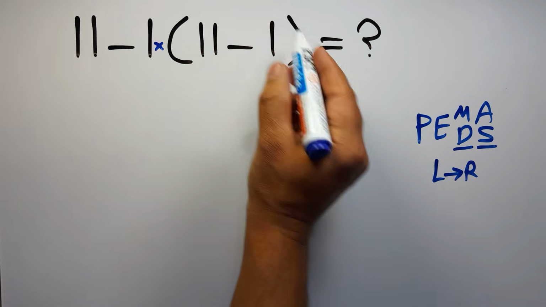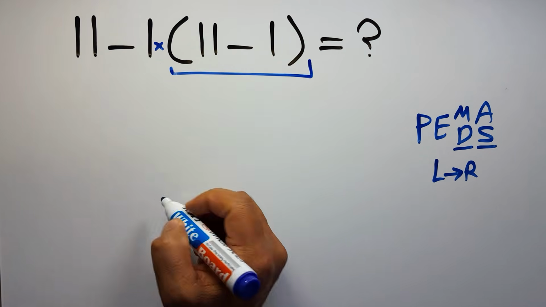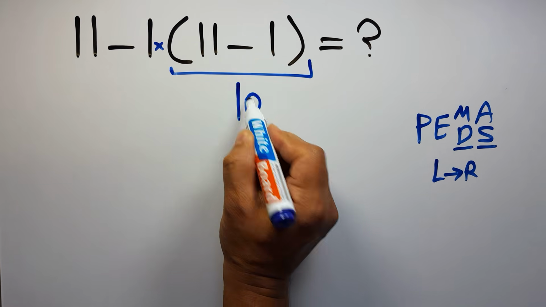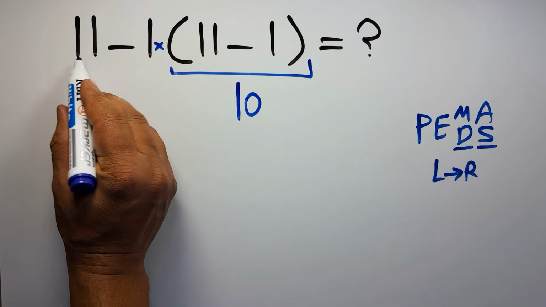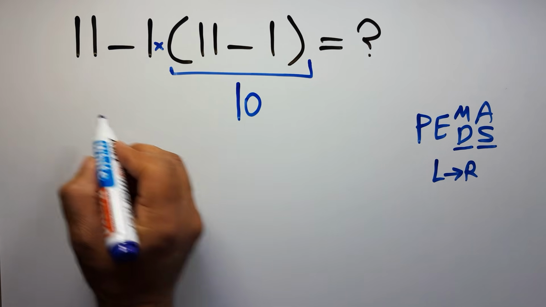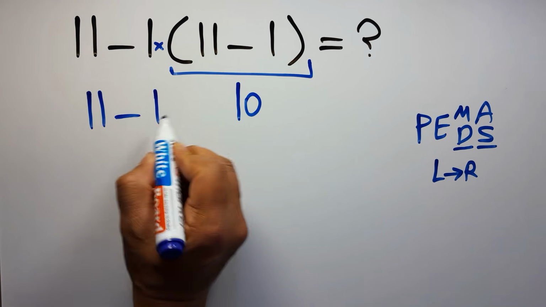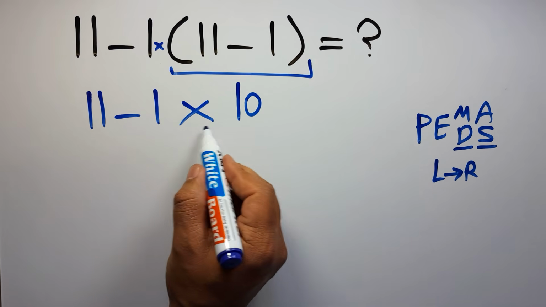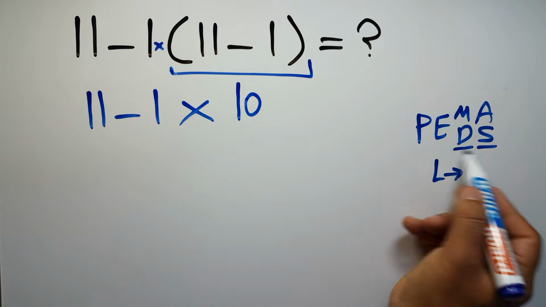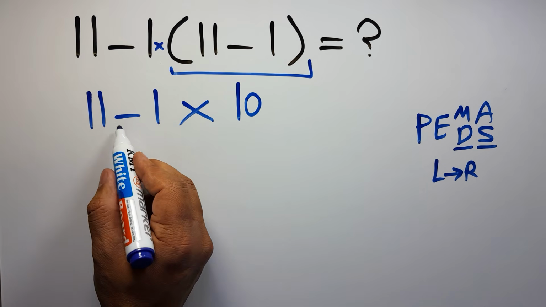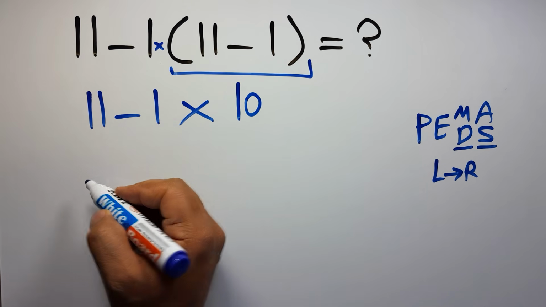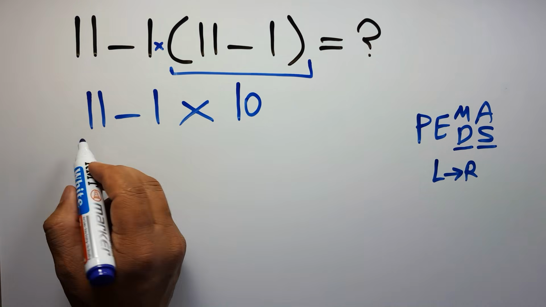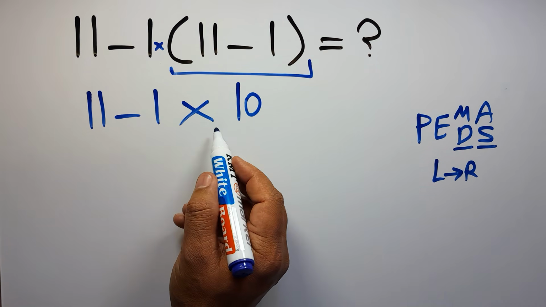So first we have to do this parenthesis. Inside this parenthesis we have 11 minus 1, which equals 10. So we have 11 minus 1 times 10. Now, in this expression, we have one subtraction and one multiplication. According to PEMDAS, multiplication has higher priority than subtraction because multiplication comes before subtraction. So here, first we have to do this multiplication.